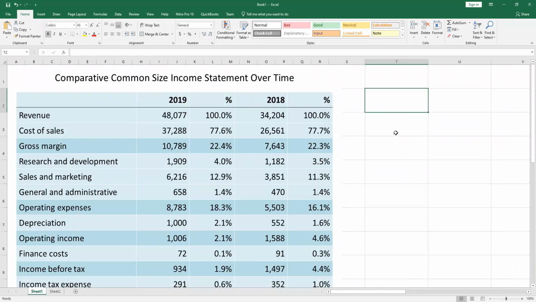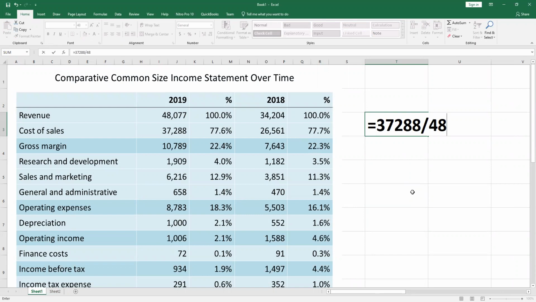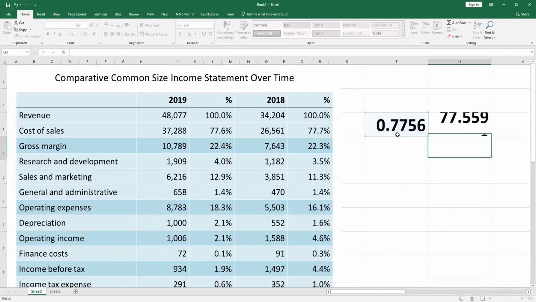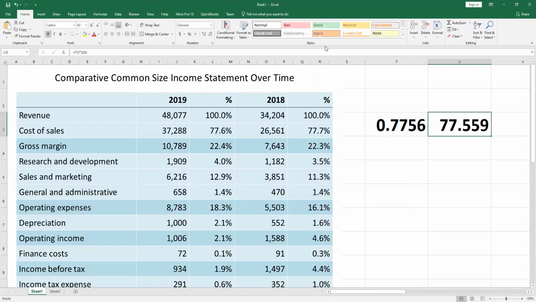Okay, now let me do cost of sales with you. If I do cost of sales, see, I will write equal to, then I will write 37288 divided by 48077. ठीक है, and you press enter and you will see you will get the result here. इसको round off कर देते हैं. Further इसको 100 से multiply करते हैं. And then you round off if you want to. Now see, we are getting exactly the same results.